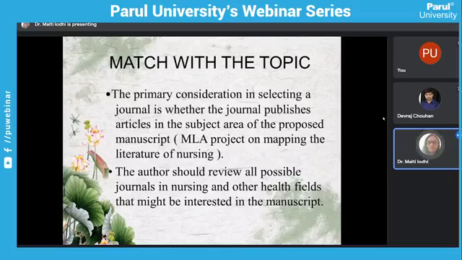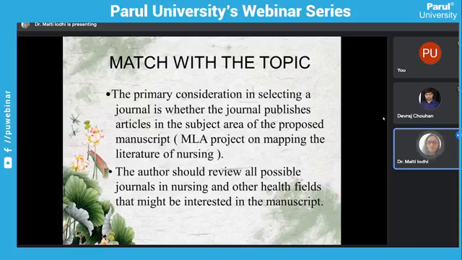The primary consideration in selecting a journal is whether the journal publishes articles in the subject area of the proposed manuscript, that is, whether it is in the MLA projections on mapping the literature of nursing or not. So you have to remember that whatever we are publishing should be according to the MLA projection or not. That you have to remember.